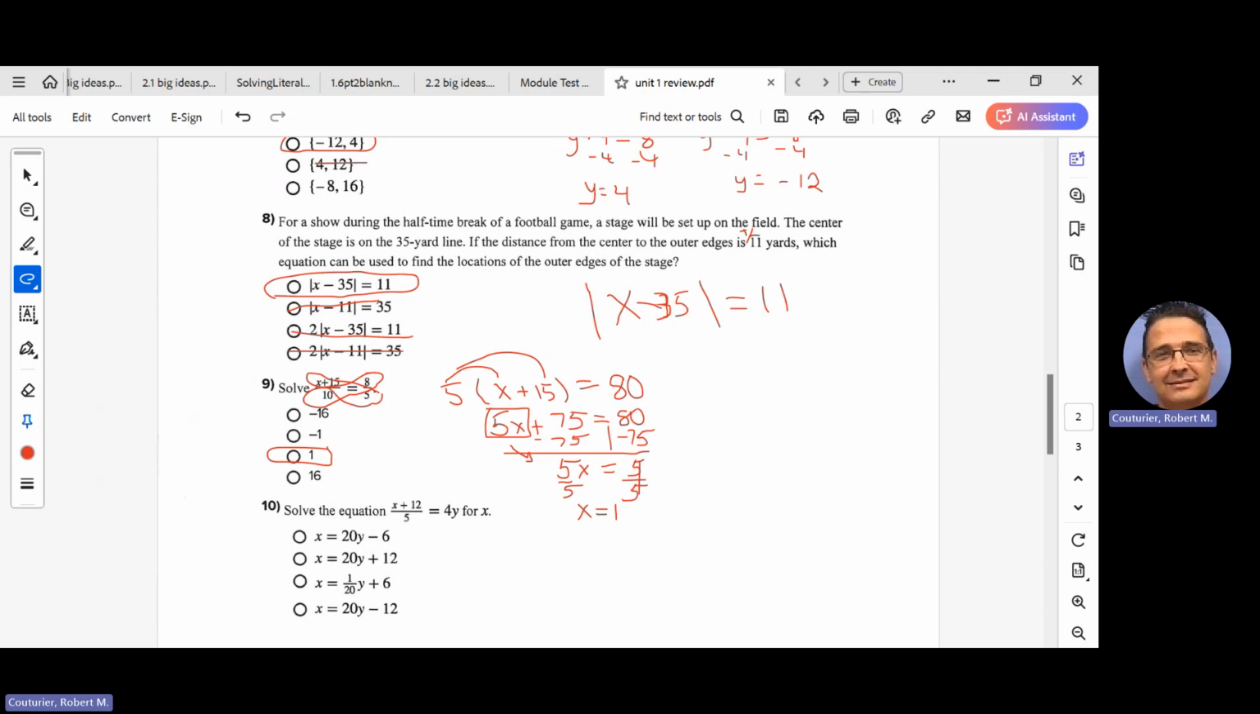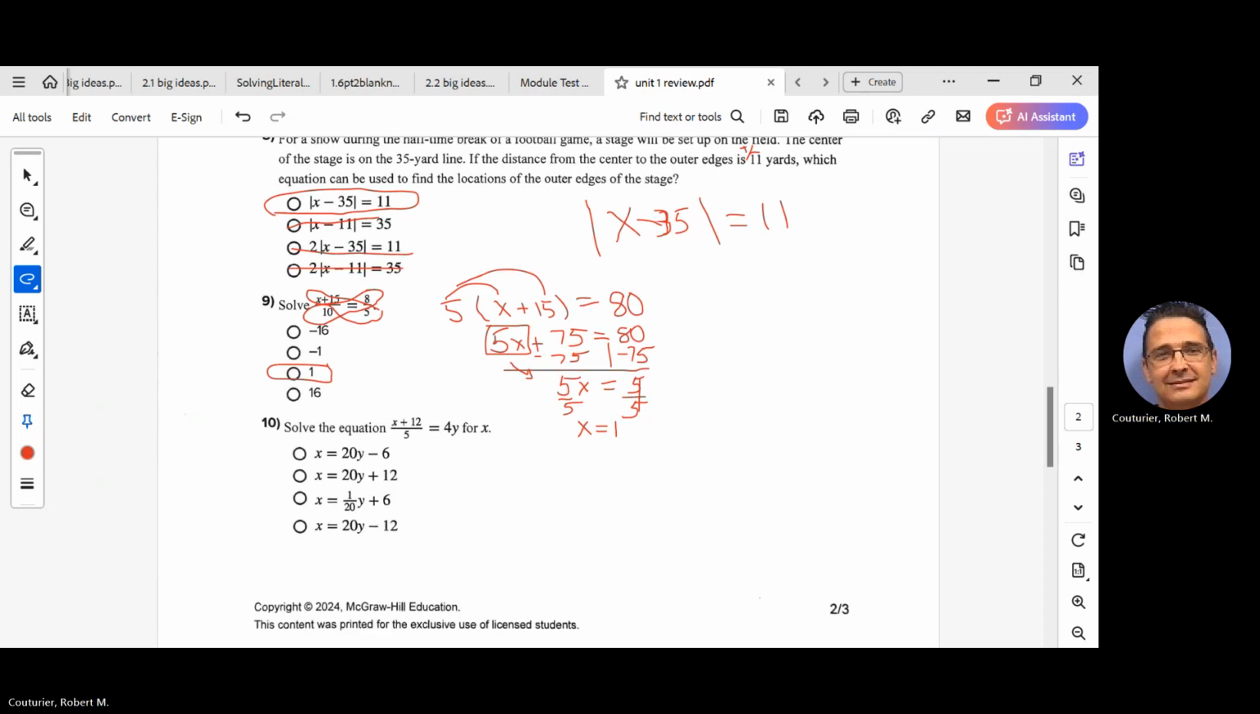Most of this test is pretty straightforward, guys. Always solving for a variable, whatever variable they give us. Here's another one. They want us to solve for X. Notice there's a Y in here, so our answer will have a variable. It's sort of like a literal equation, just rearranging this formula. We have it over here, but this is trapped in a fraction.